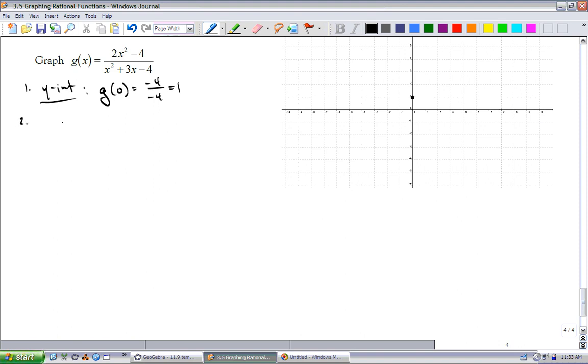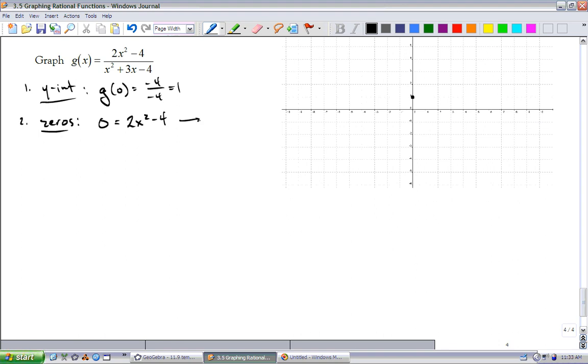Second, I'm going to find my zeros, which I can set the whole function equal to 0, but then I'm going to multiply by the denominator, which is just going to leave me with the numerator set equal to 0. So you could just do that. You could set the numerator equal to 0.